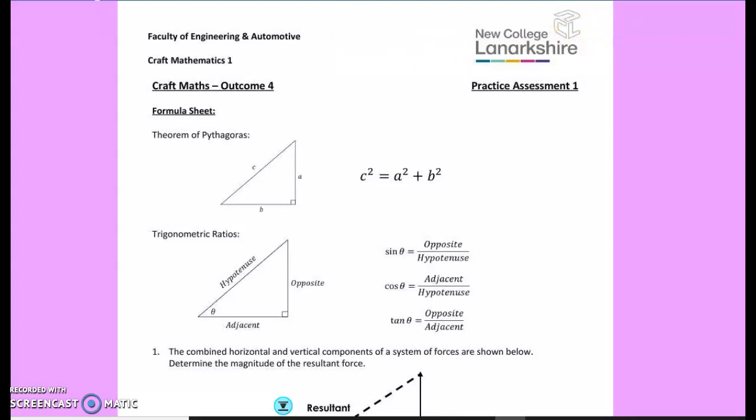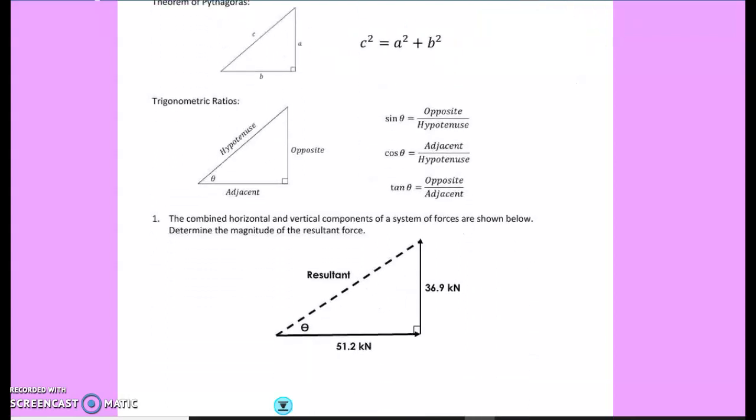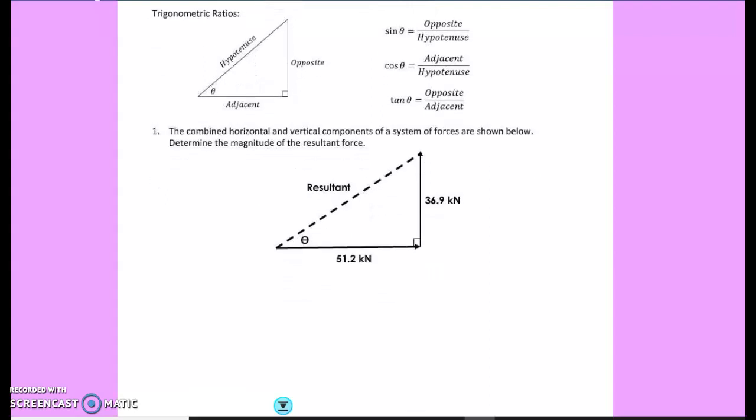So let's have a look at some of the questions then. First one, combine horizontal and vertical components of a system of forces as shown below to determine the magnitude of the resultant force. The magnitude is just a fancy name for size. So what we're wanting to find here is the length of this line called resultant, which I'm going to call x just to make life easier.